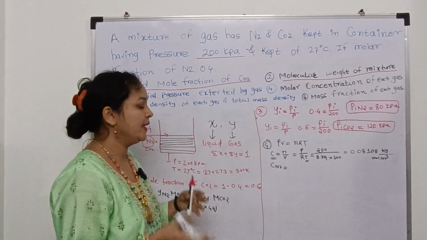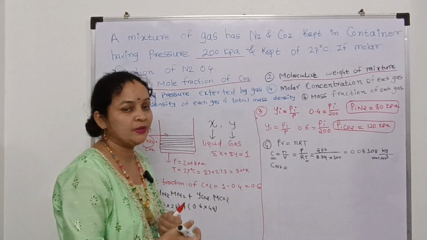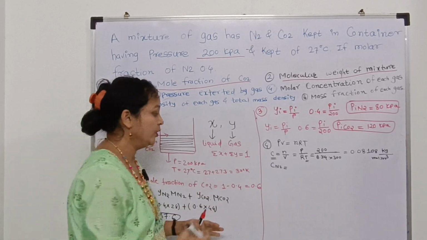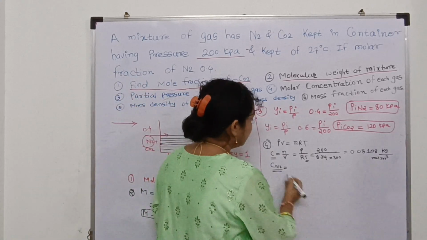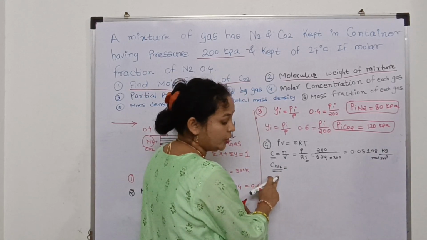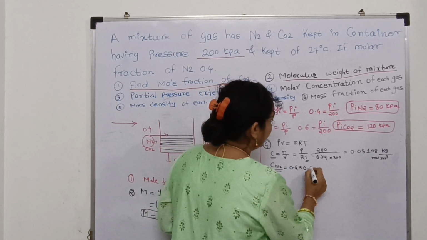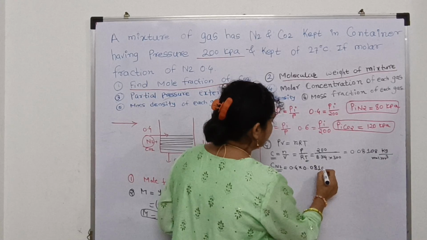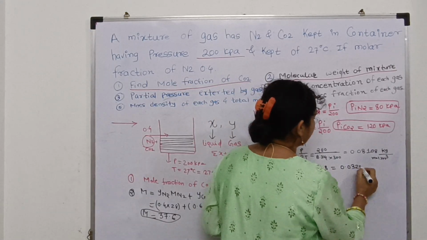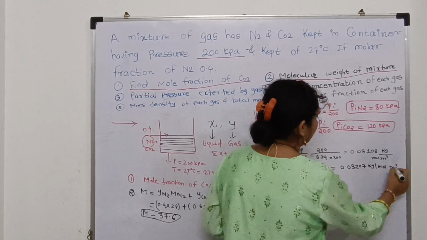Now if you multiply this with whatever the mass fraction or mole fraction is for that gas, that becomes the individual concentration of that particular component, right? If you are going to calculate the CN2, it can be calculated from the number of moles involved, so that is 0.4 multiplied by 0.08108, right? So it becomes 0.03207 kg per mole into meter cube.